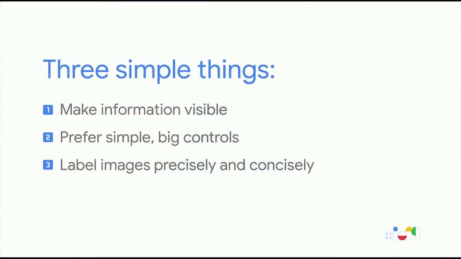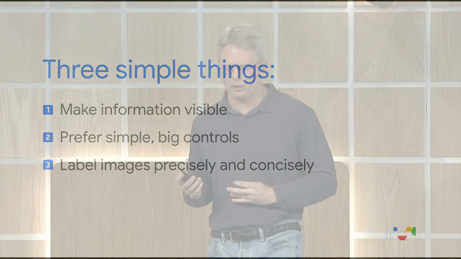So I started with 3 things. I'll finish with the 3 things. Just making information visible, prefer simple big controls, label images precisely and concisely. We're doing app reviews and office hours, and it was striking yesterday as people were coming up, we found that most of what we're saying is essentially in these 3 categories. That really, if everybody does these 3 things, we're going to be a lot of the way there.